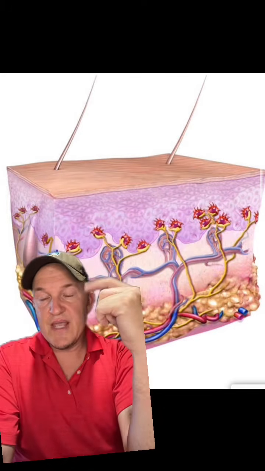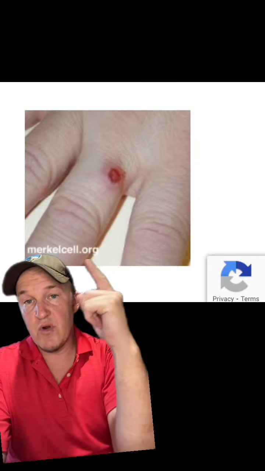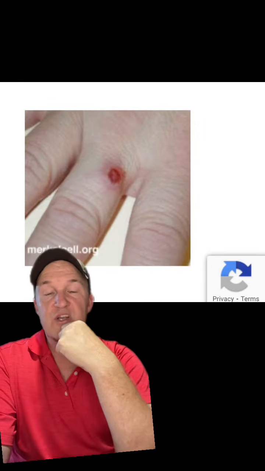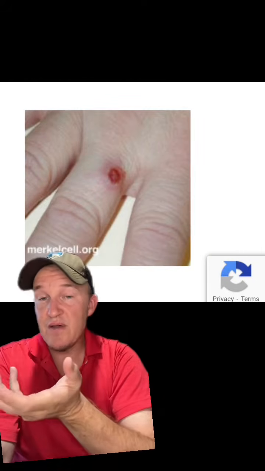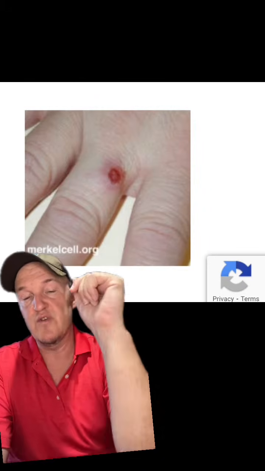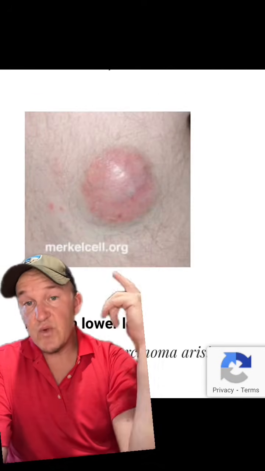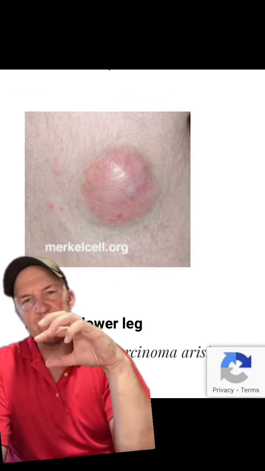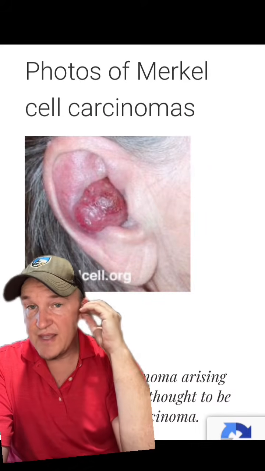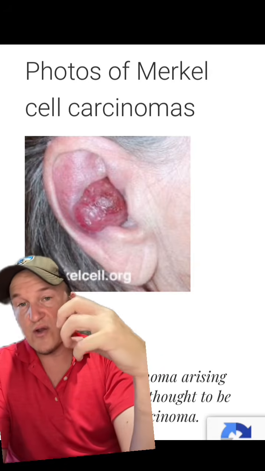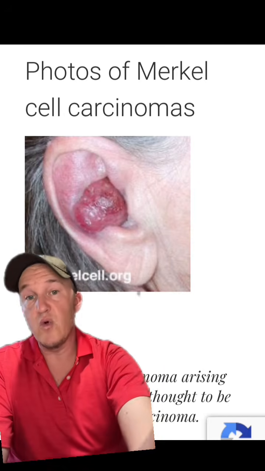So when these cells become cancerous, what do they look like on the skin? Now, as you can see, I took this image from merkelcell.org, and much of the information in this TikTok is from merkelcell.org, and also a skin pathology book by David Whedon, which I will show you in just a few moments. So as you can see, it's just a reddish nodule on the hand. It looks a little ulcerated. This one is on the lower leg, and as you can see, it's kind of dome-shaped and pink, not ulcerated. And then you've got this one, which is in the ear and looking quite large and polypoid. I think this one was thought to be a squamous cell carcinoma, which would be more common.